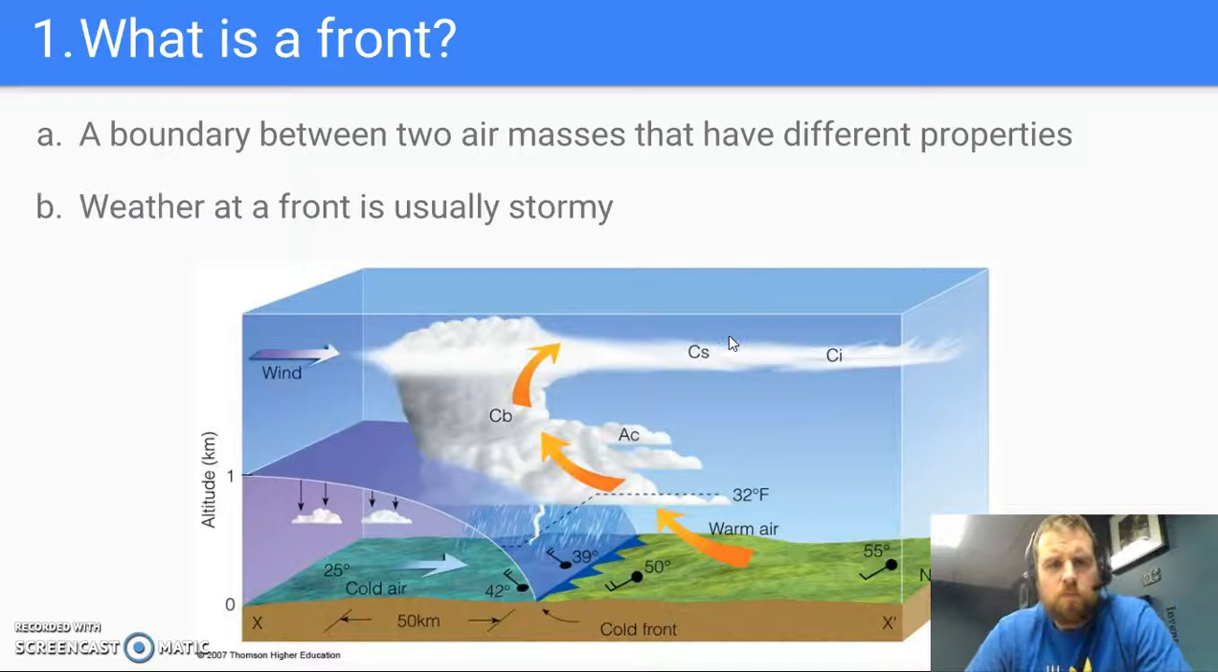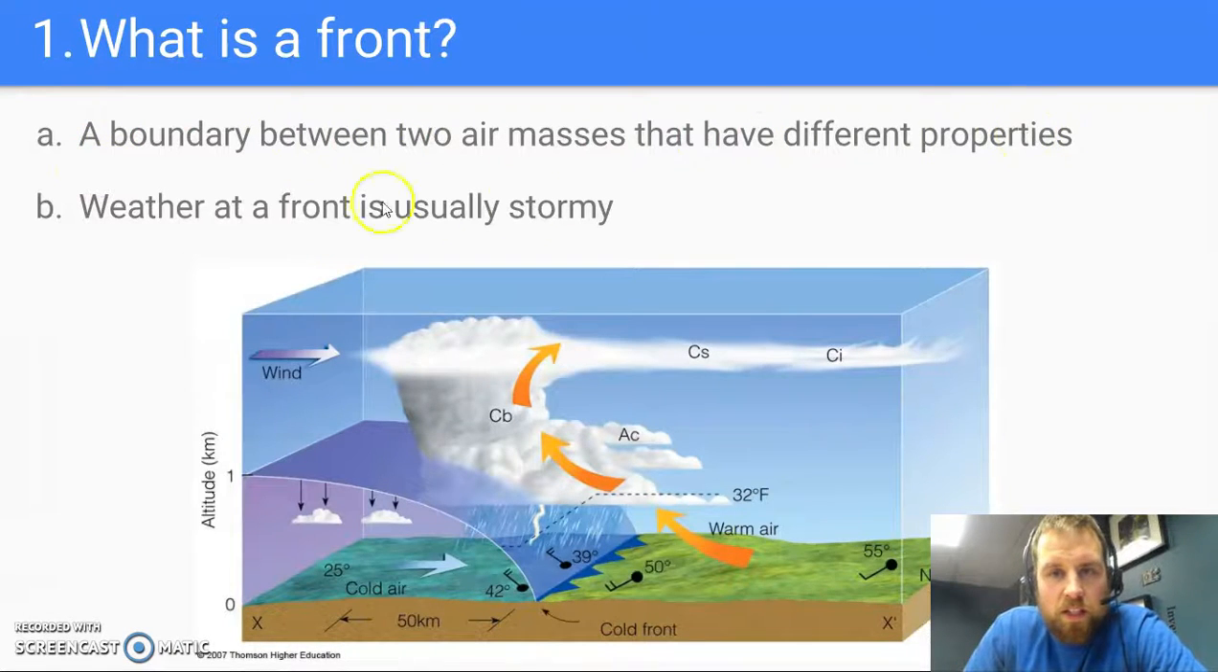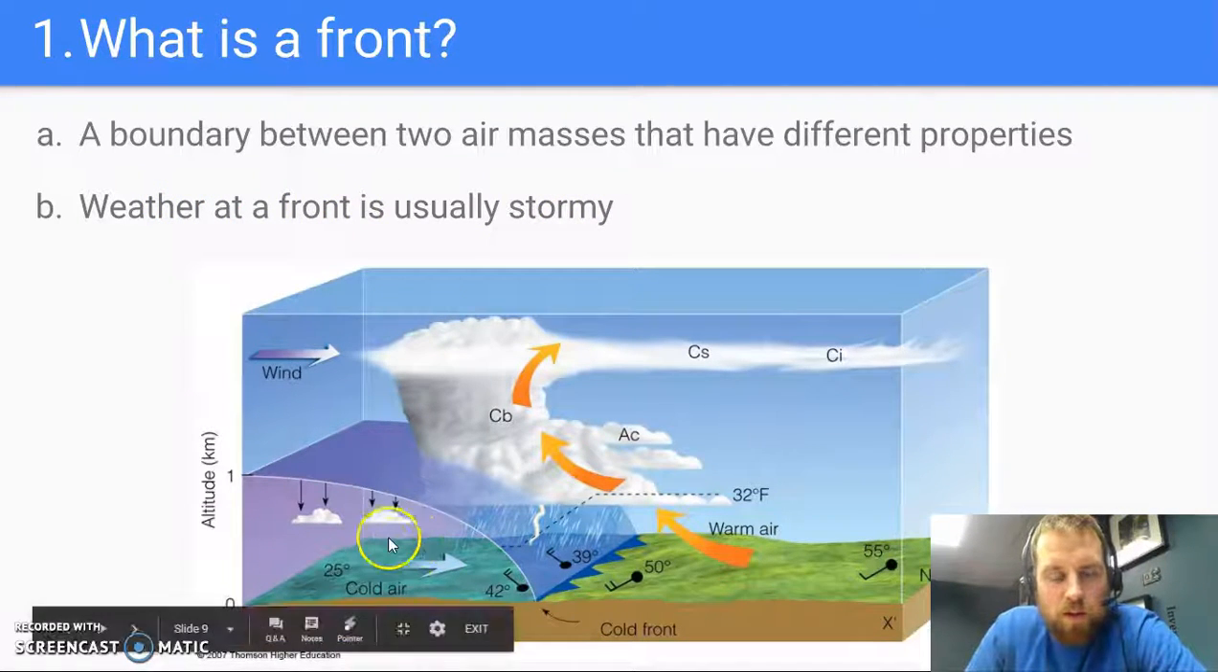So let's get started. Okay, so first and foremost, what is a front? So what is a weather front? It is basically an interaction between cold air and warm air, or two different types of air. It is a boundary between two air masses that have different properties, and at this interaction we get stormy weather, usually stormy weather. You can see here you have cold air on the left, warm air on the right, and when they come together you get storms, you get some weather going on here, and you can see cloud formation, some rain, some lightning. So fronts is when you get two different types of air coming together and giving you some weather. So fill in your notes right now.